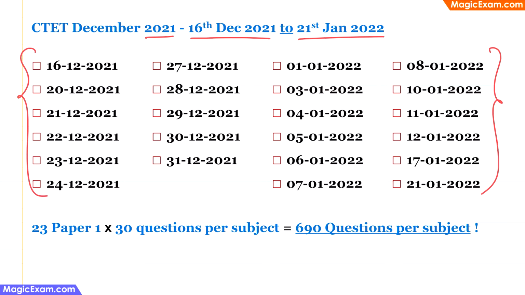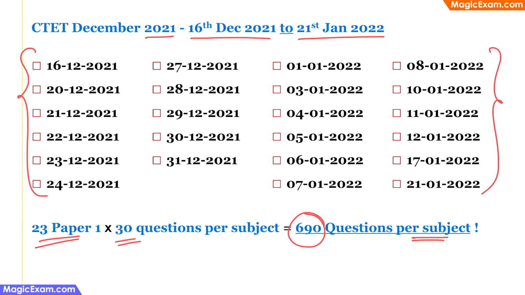Which means that we will have 23 different versions of paper 1 that we can solve. And since each subject has 30 questions in every question paper, in this series we will be solving 690 questions per subject, which includes 690 CDP questions. So these 690 CDP questions will cover the complete CDP syllabus that you need to prepare for the upcoming examination.